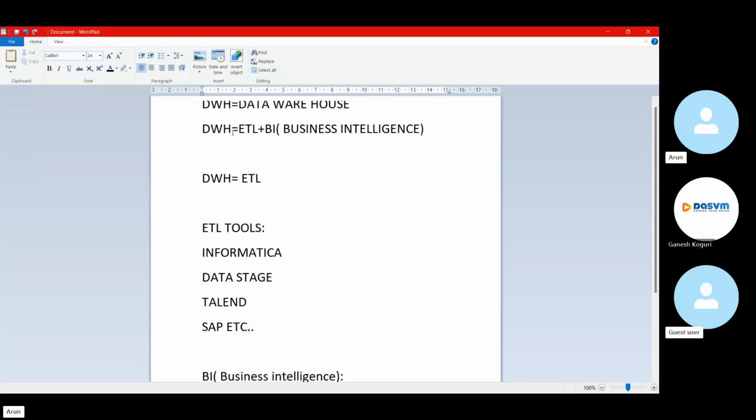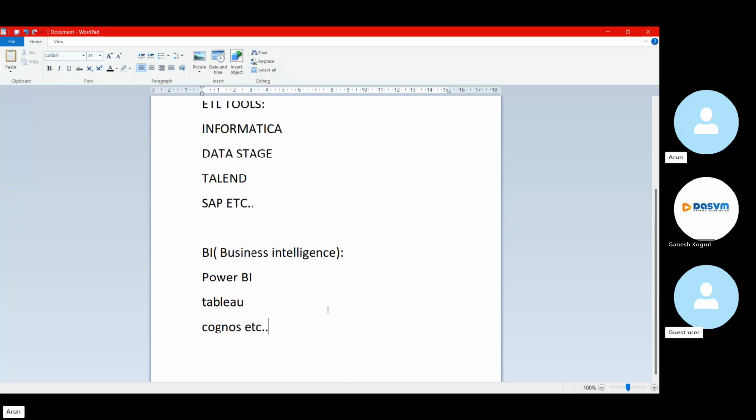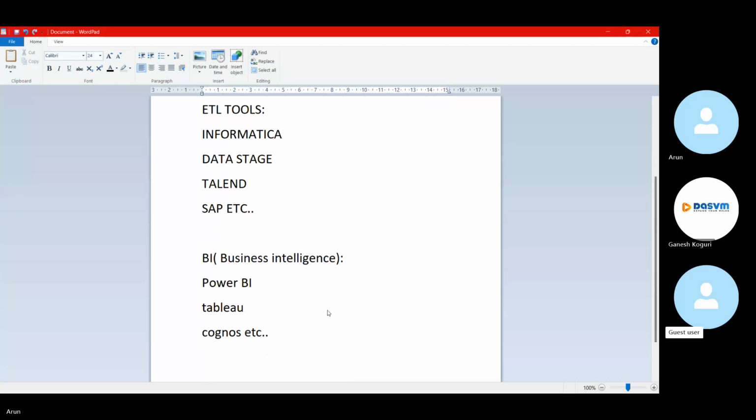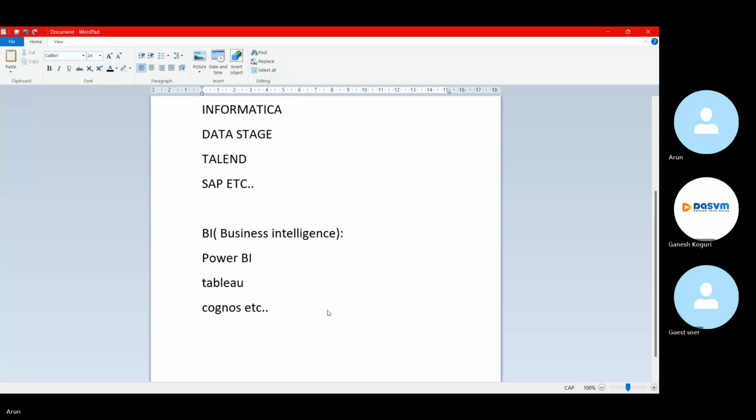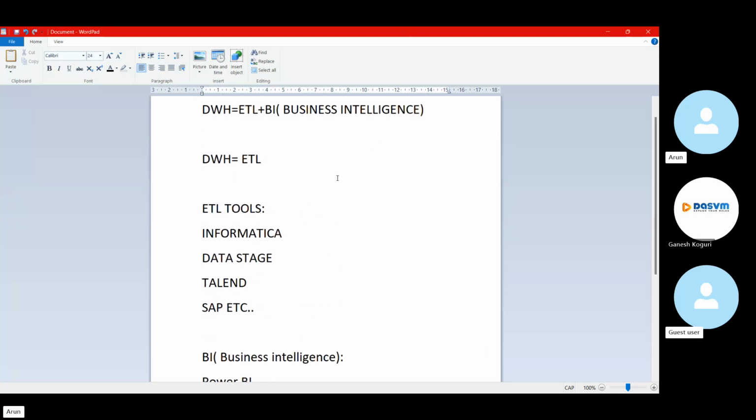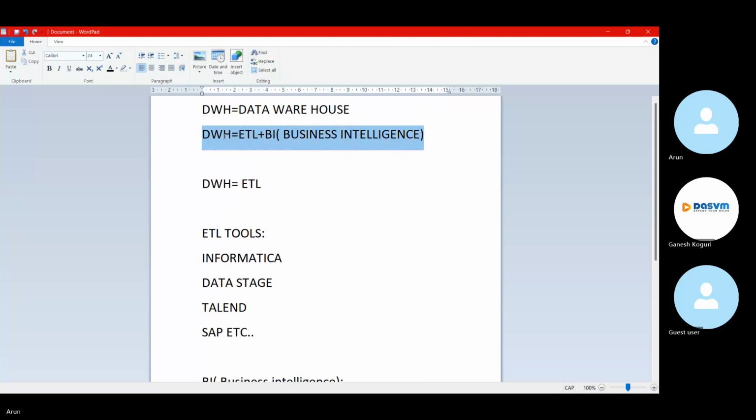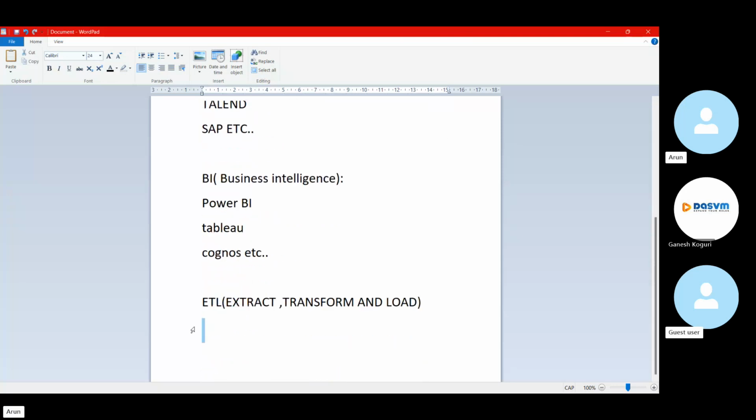Now let's start with the ETL part. ETL is all about extract, transform, and load. ETL stands for extract, transform, load. Hope you got this. So, we can take this one: data warehouse.